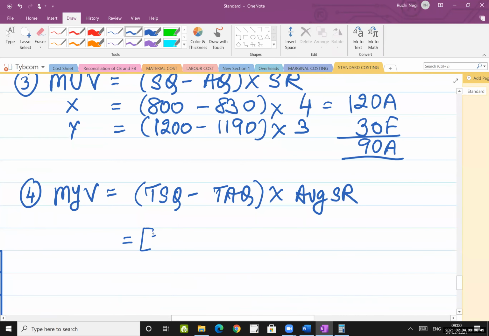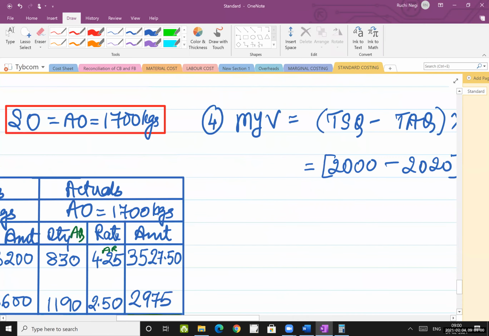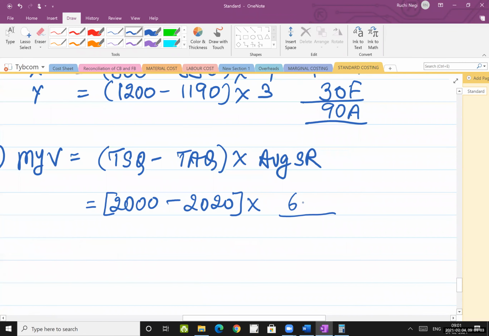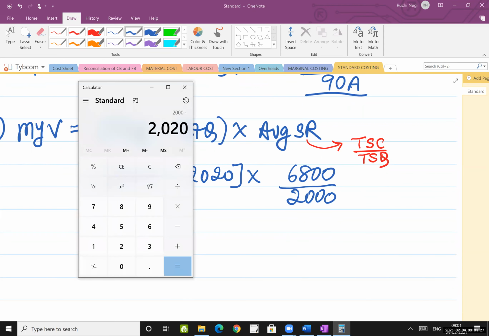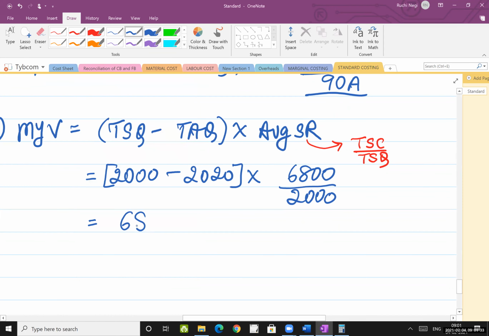2000 minus 2020. And how will you get your average standard rate? 6800 divided by 2000. Simple. How do you get the average standard rate? Total standard cost divided by total standard quantity. Right. Now solve it. 2000 minus 2020 into 6800 divided by 2000. So my answer is 68F. Sorry, it is negative, so A.